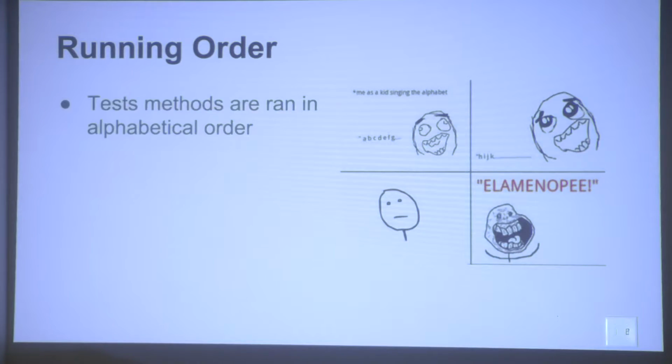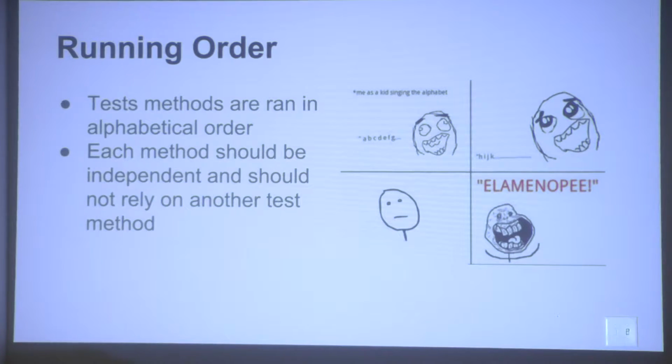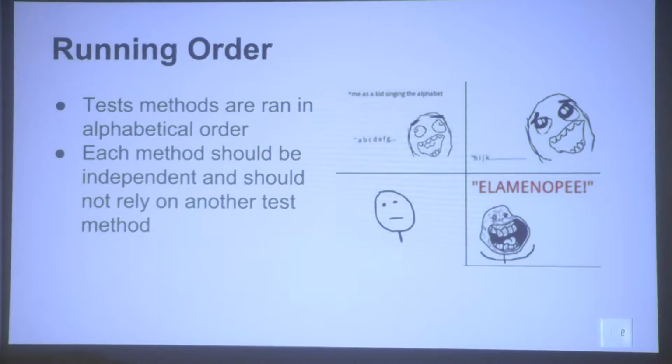So, running order now. All of our test methods are run in alphabetical order, so A, B, C, D, E, F, G. Underscores are started first. Now, every test method should be independent from one another. It's frowned upon in XUnit and JUnit where you have your methods needing to depend on other methods. So whenever you're making a test method, make it independent. If you rely on one method to run before another method, you're sort of doing it wrong.